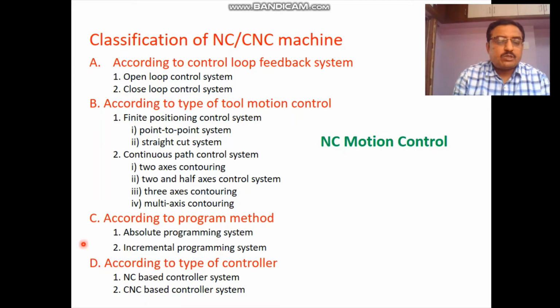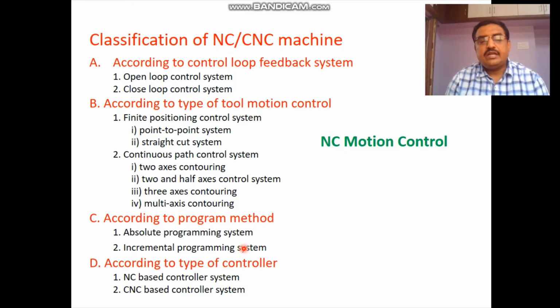Then according to method of programming, absolute programming and incremental programming. In absolute, there is only one zero point. With respect to that point, all other points are controlled. That is called absolute method of programming. In incremental programming, the previous point is considered as the reference point for the next point. With that, the movement of the tool is achieved. That is called incremental method of programming.